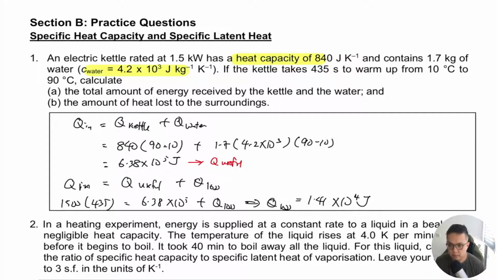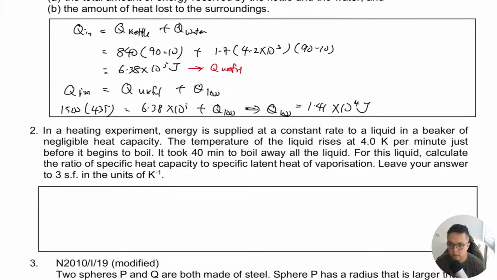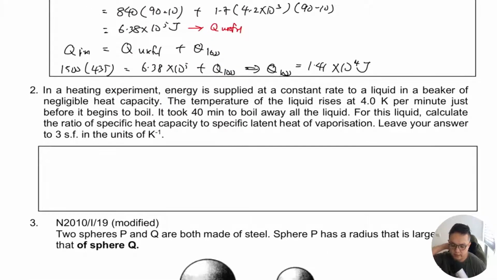Let's move on to question 2. Again, you're doing a heating experiment. Energy is supplied at a constant rate to a liquid in a beaker of negligible heat capacity. Basically the beaker does not need any energy to increase in temperature. The temperature of the liquid rises at 4 Kelvin per minute just before it begins to boil. It takes 40 minutes to boil away all the liquid. For this liquid, calculate the ratio of specific heat capacity to specific latent heat of vaporization. Leave your answer to 3 SF in units of K^-1.